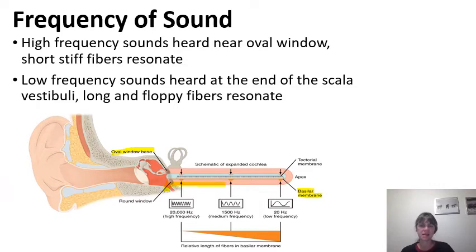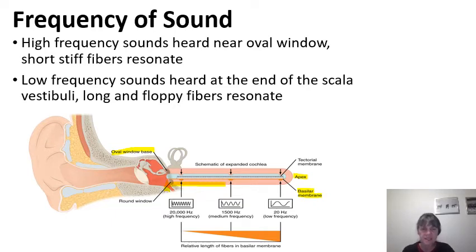Now, sound waves of a higher frequency are actually going to be heard closer to the base of the cochlea, whereas sound waves of a lower frequency are going to be able to travel to the apex of the cochlea. And remember, these two are actually going to communicate with one another at the apex.